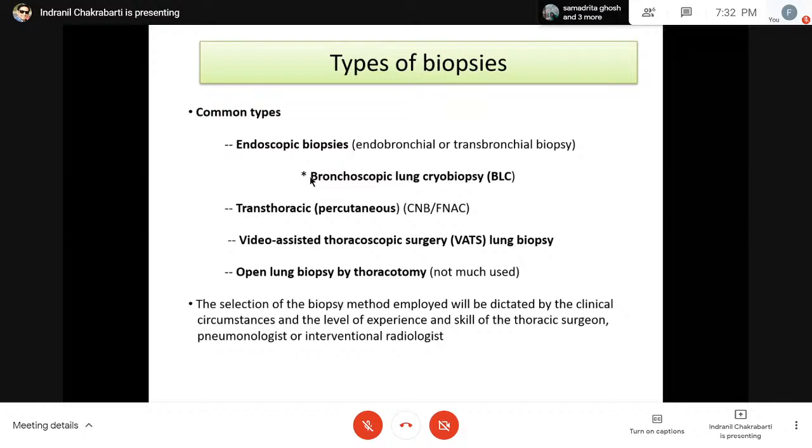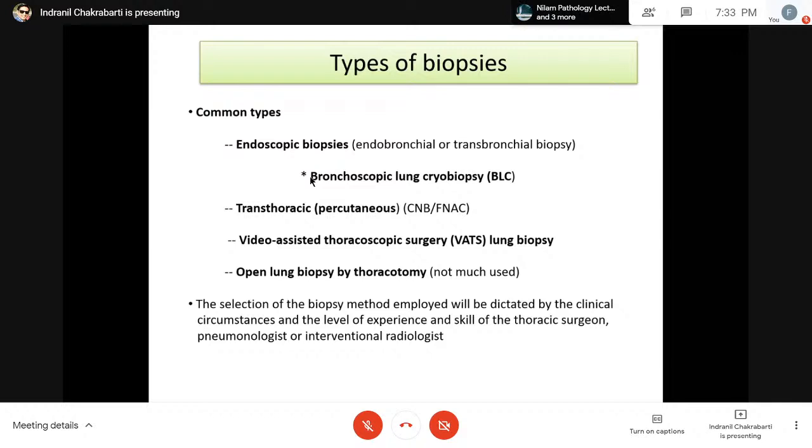Now, the transthoracic biopsies are mainly indicated for the peripheral lung lesions. They are good for the peripheral pulmonary nodules, for example, the adenocarcinomas. They are located more peripherally. For that, the transthoracic route is preferred. And again, in patients with suspected lung infection where other techniques have failed, we can go for transthoracic biopsy. Or for any pleural thickening where we are suspecting a malignancy, we can do transthoracic biopsy.